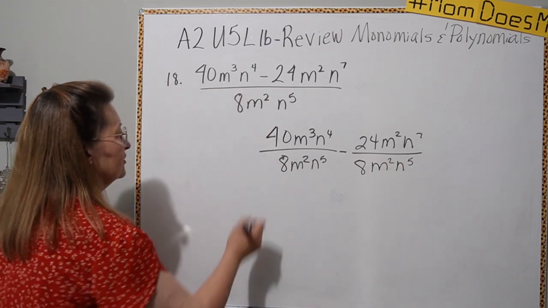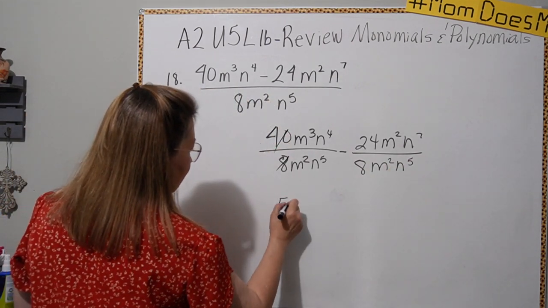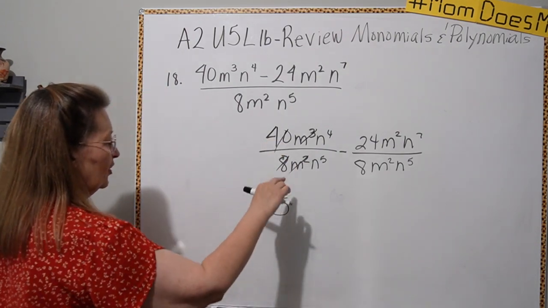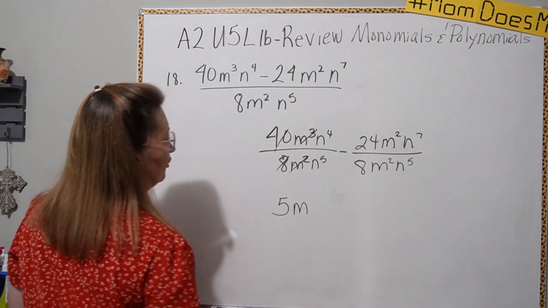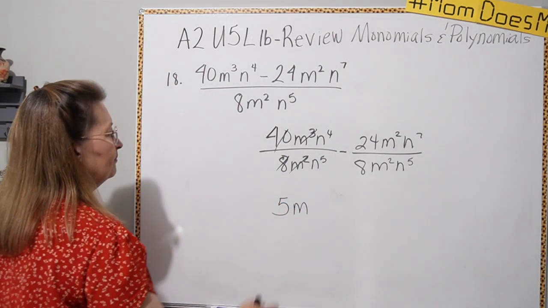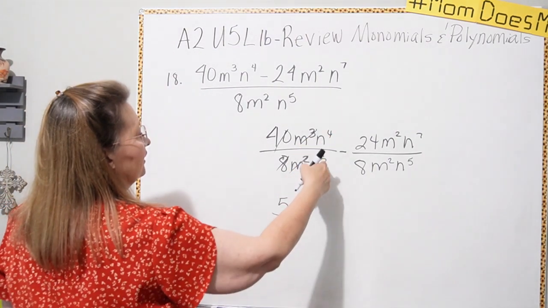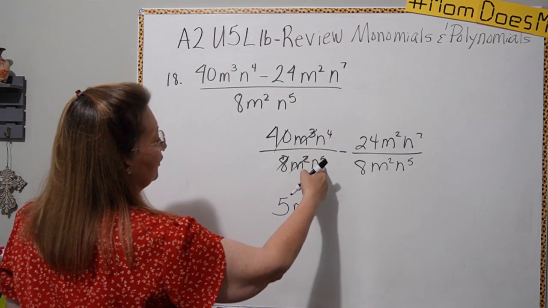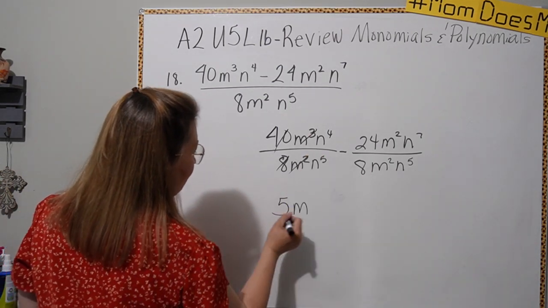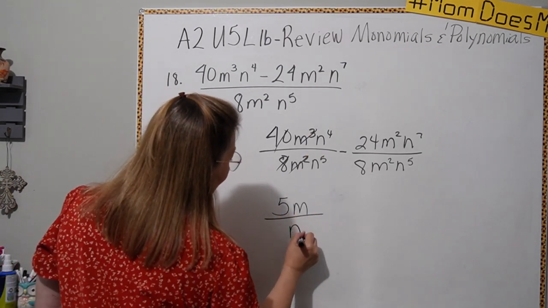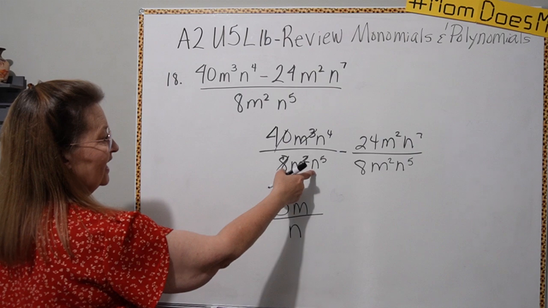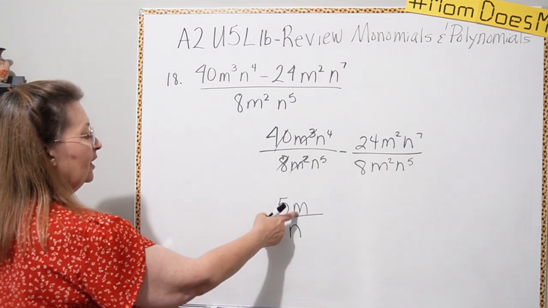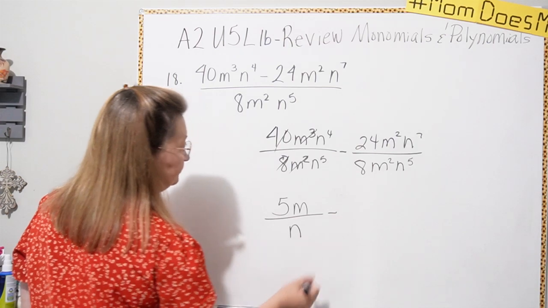All right, let's reduce. 40 over 8 is 5. M to the 3rd over m squared, subtract exponents, put your answer where the largest exponent is, it's on top. Now, I've got n to the 4th over n to the 5th. If I still subtract the small number from the large one, 5 minus 4 is 1, but I'm going to put it where the largest exponent is, okay? So that's why n goes on the bottom, but m stays on the top.